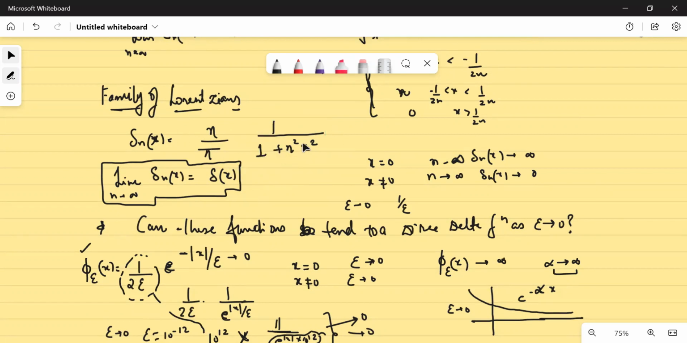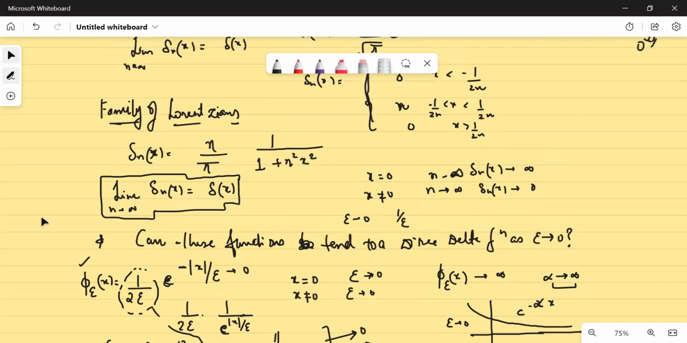Are you getting my point? Just try to concentrate again. If x is not equal to 0, this will remain n upon 1 plus n square times something. So n square is obviously greater than n. As n tends to infinity, your denominator dominates over your numerator, and 1 upon infinitely large goes towards 0. So if x is not equal to 0, your function is going towards 0, and if x is equal to 0, your function is going towards infinity. Overall, this is the description of a Dirac delta function.